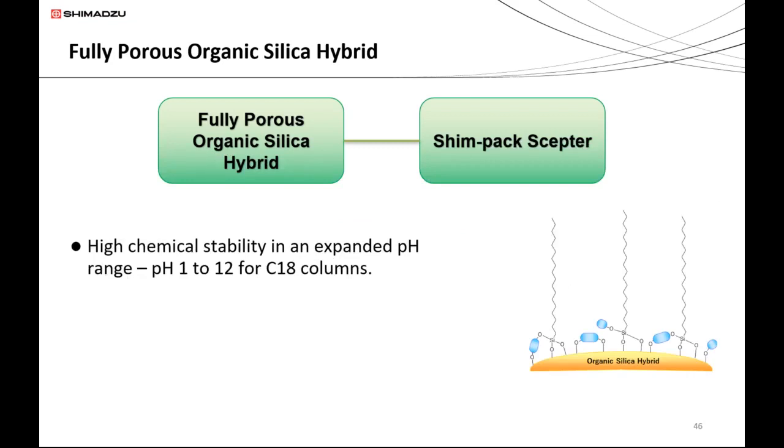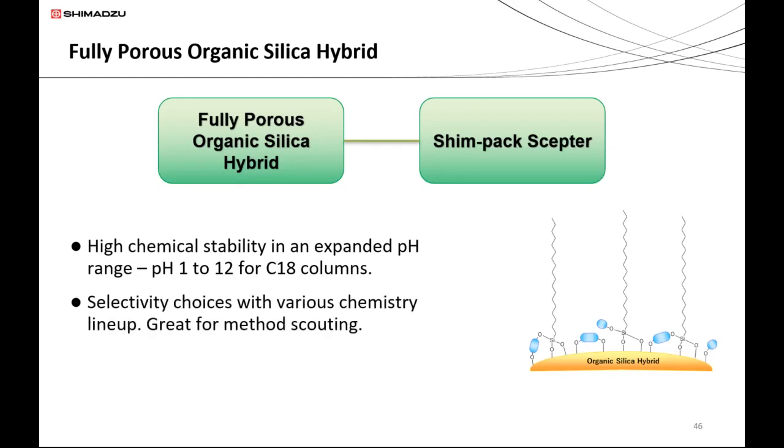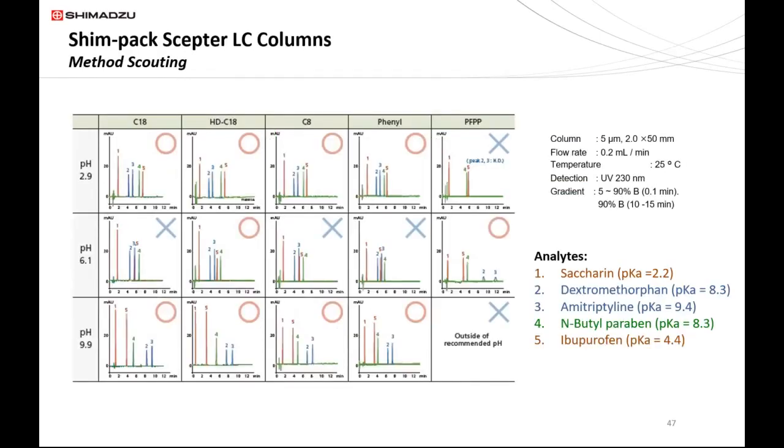In addition to the wide pH range, there are many chemistry lineups in the SHIMPAC scatter series, which is perfect for method scouting. This makes them the most versatile column available. Here is an example. With the various phases we have and the wide pH range of the SHIMPAC scatter series, method scouting can be easily performed to identify the best condition for your separation by varying not only the stationary phase, but also the pH of the mobile phase.